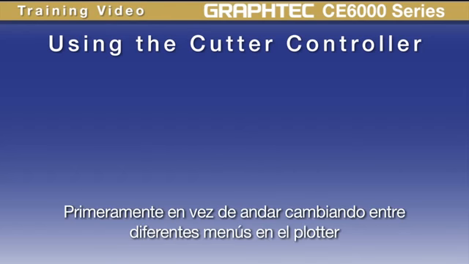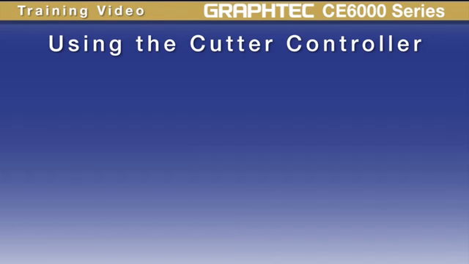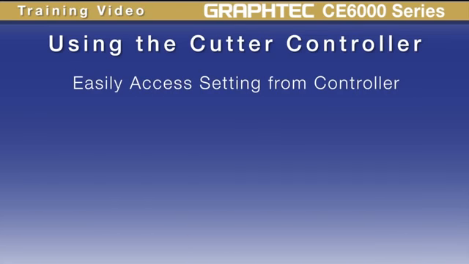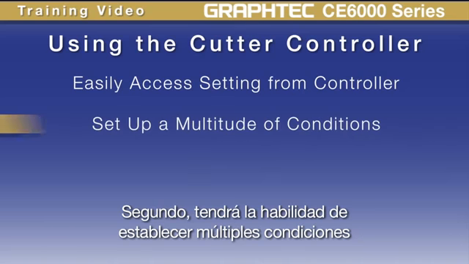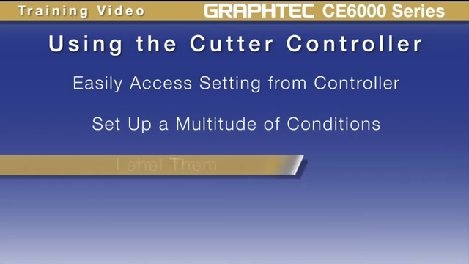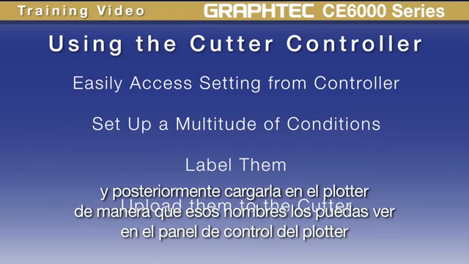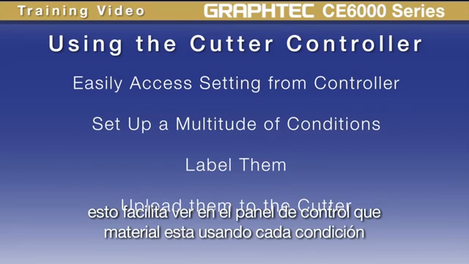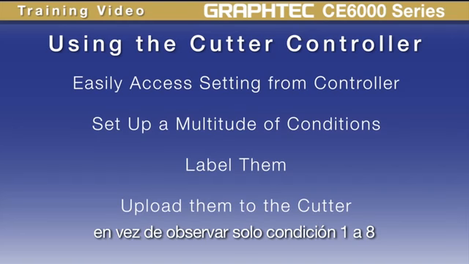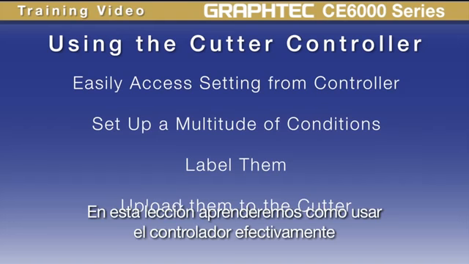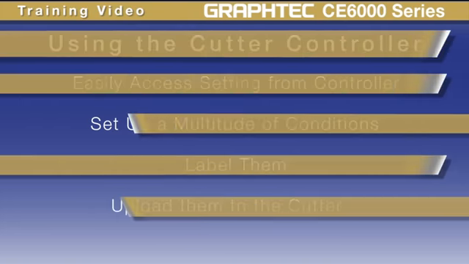First, rather than having to sift through different menus on the cutter, you can easily access the majority of settings from the controller. Second, you have the ability to set up a multitude of conditions, label them with specific names, and then upload them to the cutter so that you can actually see the label on the cutter's control panel. This makes it easier for seeing what material each condition is used for on the control panel, rather than just condition 1 through 8. In this lesson, we're going to learn how to use the controller effectively.